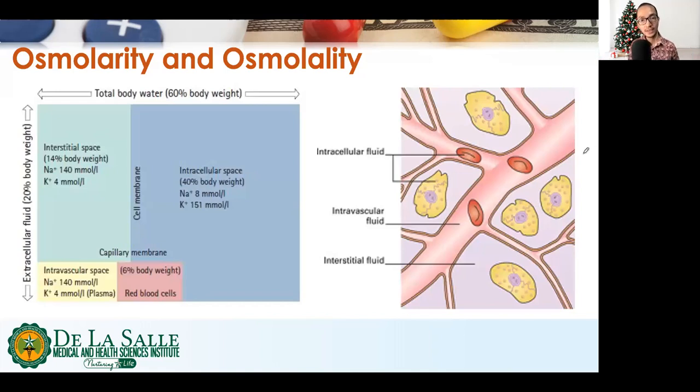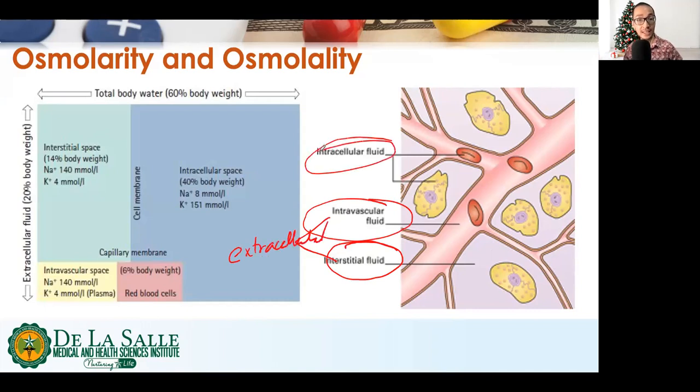And so we have here interstitial fluid, okay? Interstitial fluid. Yeah, so the one that is in between the cells, okay? We have intravascular fluid. Ito yung ating extracellular fluid. And we also have intracellular fluid.